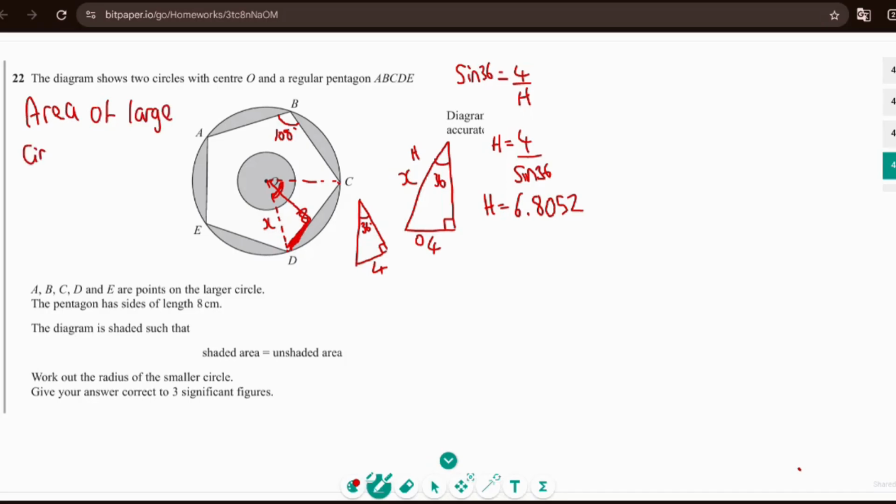So the area of the large circle, pi r squared, is pi times 6.8052 squared, which is 145.4895.